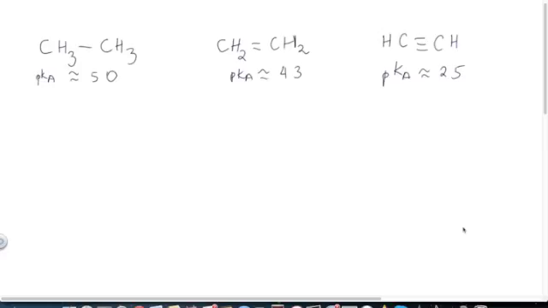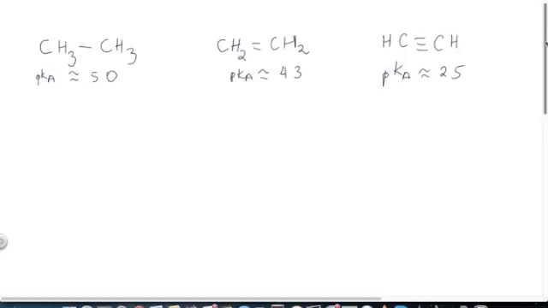All right, so now let's look at this series of compounds. Over here we have ethane, which has a pKa of about 50. Now we have ethene. We go from a single bond to a double bond, and the pKa drops to 43. And here we have acetylene. Now we went from a double bond to a triple bond, and the pKa drops even further to 25. So what is going on here? Why is it that an alkyne is a stronger acid than an alkene and even a stronger acid than an alkane?